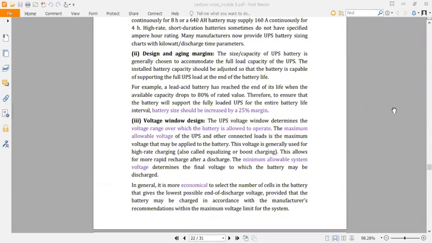हम लोगों को सेलेक्ट करनी पड़ेगी, सो दैट वी कैन सप्लाई कंप्लीट पावर टू द लोड 1 किलोवाट। That is the meaning of this word design and the aging margin.